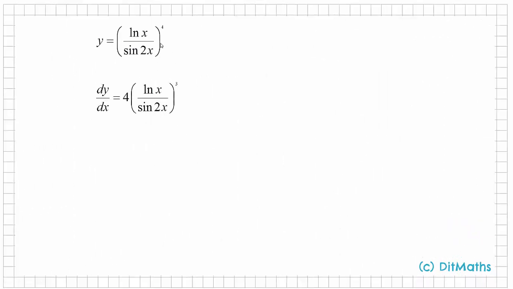First, we use the chain rule, so dy dx will be 4 times all of this expression to the power of 3, and then we need to differentiate what's inside the brackets, log of x over the sine of 2x. But this is of the form u over v, where u is the top, log of x, and v is the bottom, sine of 2x.